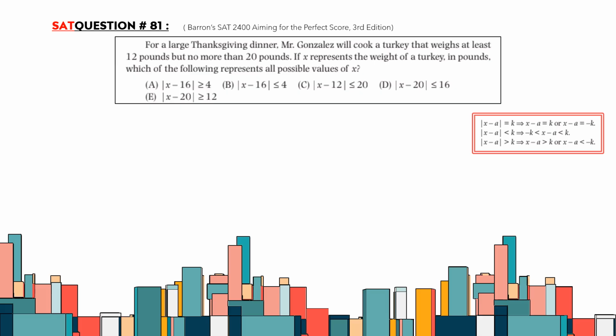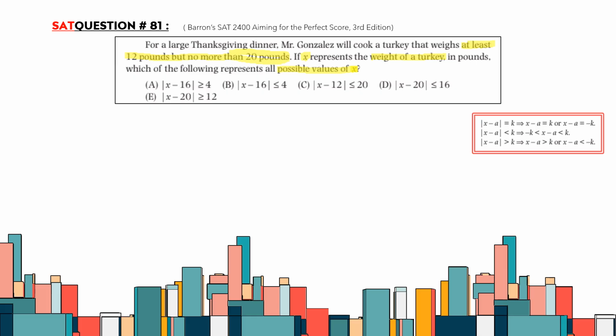So we have a restricted interval for the value of X, right? X is the weight of the turkey in pounds, and it is between 12 pounds and 20 pounds. At least 12 pounds, but no more than 20. We can rewrite this, and we need to find the right choice.